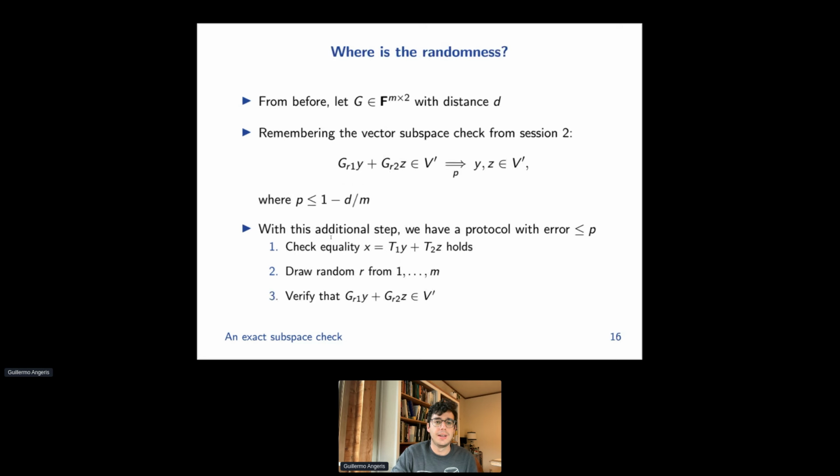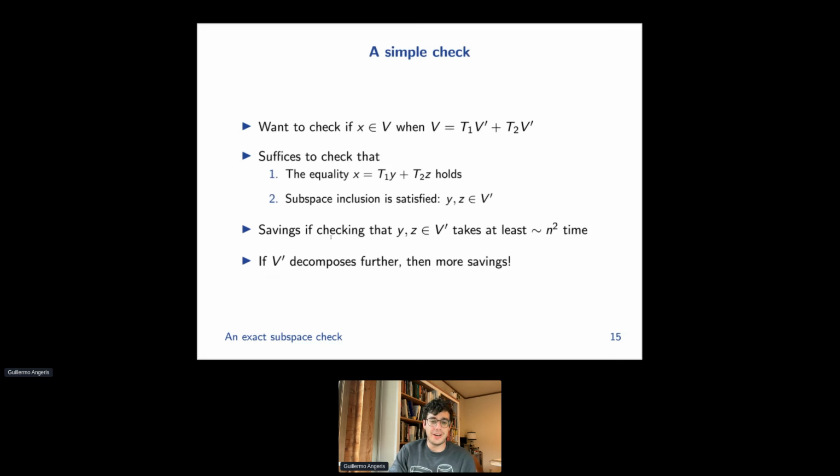Okay. So there's a question here, though. There's no randomness here, right? All we've done is give a deterministic claim, and we can just check it deterministically. That's not too surprising. So where does randomness actually come in?